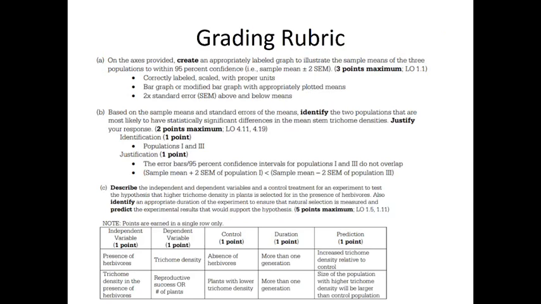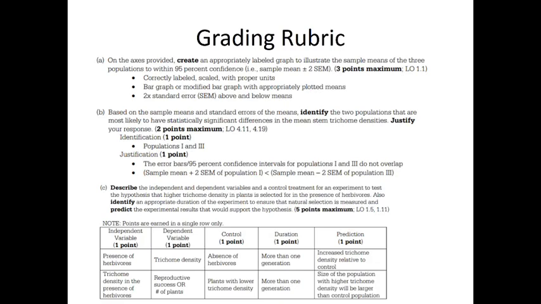This is the actual rubric for this particular question. Let's go ahead and look at parts A and B first. Notice that on part A, you could earn a maximum of 3 points. You could earn 1 point for correctly labeling and scaling your graph with proper units. You could earn another point for drawing the bar graph and plotting the means correctly. And you could earn a third point by correctly drawing in the error bars. For part B, you could get 2 points maximum: 1 point for identifying that populations 1 and 3 are the most likely to be statistically different, and then another point for essentially saying that that is true because their error bars do not overlap.